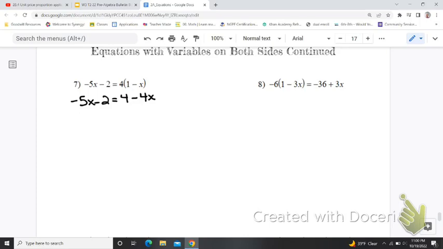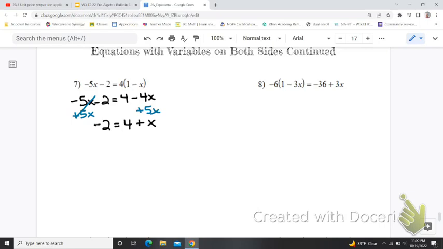And then I need to get those variables on the same side. And just to show you that it works both ways, this time I'm going to do something a little different. I'm going to move my variables to the right side. So I'm going to add 5x and move the variable off the left. Nothing magical about the left side. Negative 4 and positive 5 would just be 1x, so I could just write plus x.